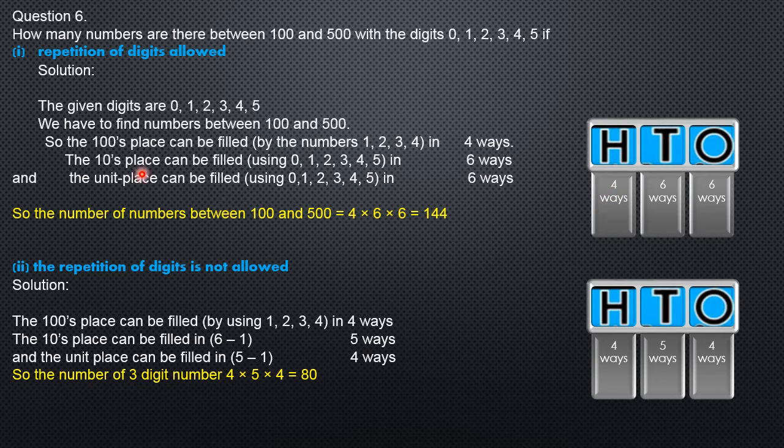Next, tens place can be filled in 6 ways. Tens place we can use any numbers. Reason, here repetition of the digits is allowed, therefore use any number in tens place. Then ones place, unit place can be filled in 6 ways. 4 into 6 into 6, that is 144.